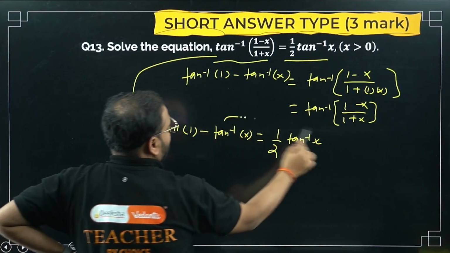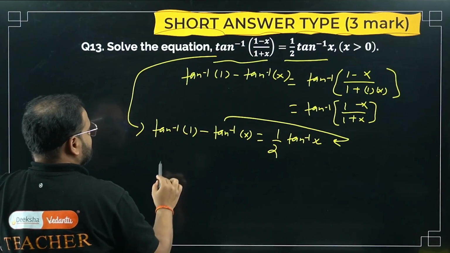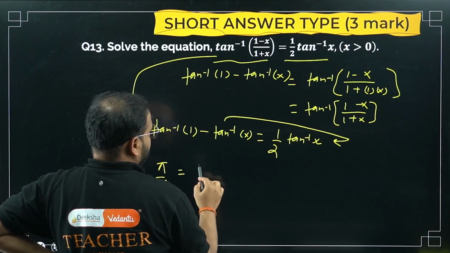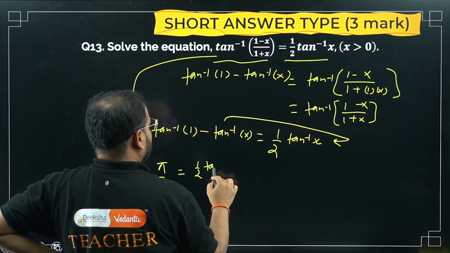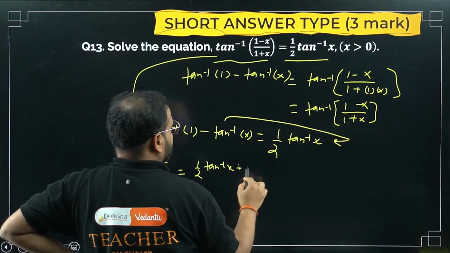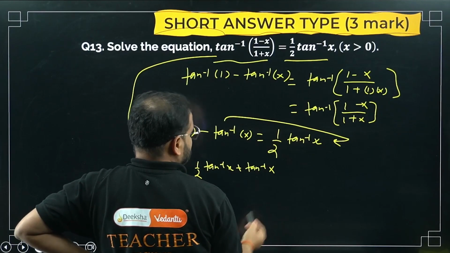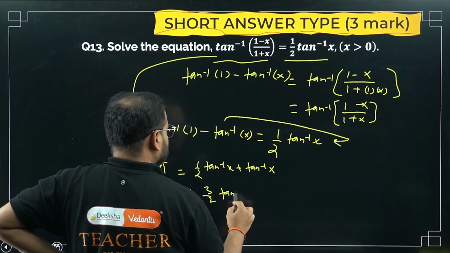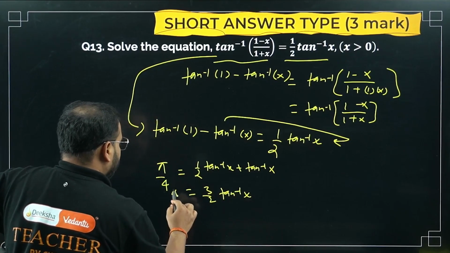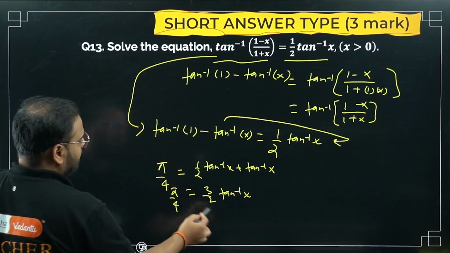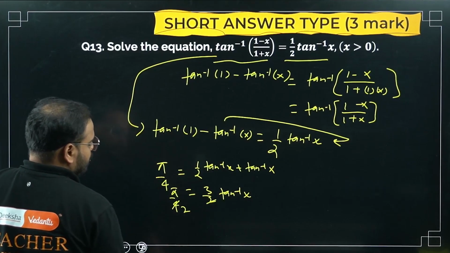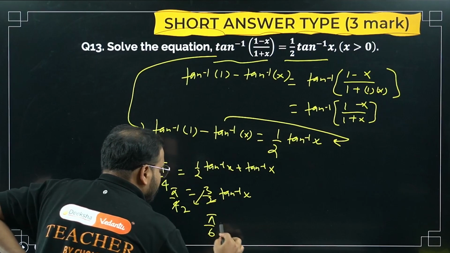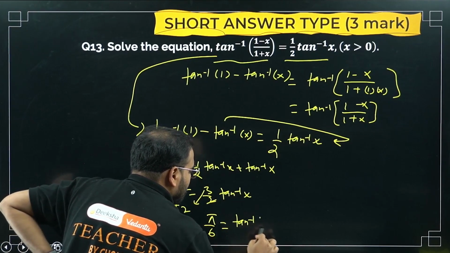Now I'll bring this thing over here. Please check. How much is this? Tan inverse of 1 is what? Pi by 4. And this will become 1 by 2 tan inverse of x plus tan inverse of x. How much is that? Simply 3 by 2 tan inverse of x equals to pi by 4. I can cancel this 2 with this 4, so 2, and bring this 3 over here again. It will become pi by 6 equals to tan inverse of x.